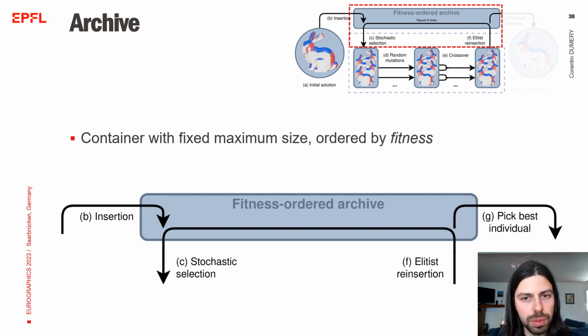Finally, at the end of every generation, we insert every new solution back into an archive. The archive is ordered by fitness and it has a limited size, so in order to be accepted into the archive, a solution must have a better fitness than the worst element in the archive, and then it takes its place.